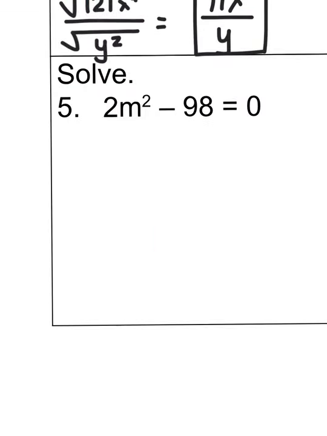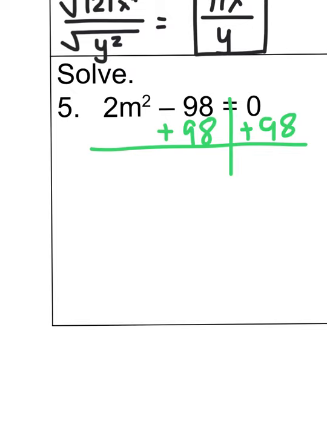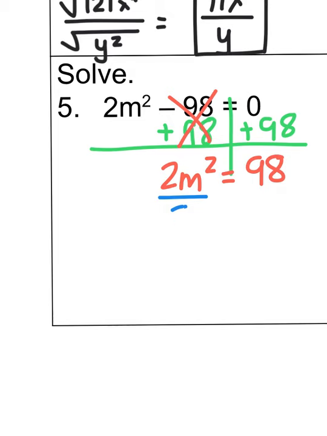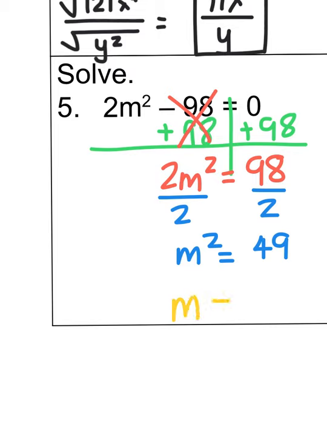All right, notice on number 5, we have another equation. We're being asked to solve. So we will do the opposite to isolate the m. We'll have 2m squared equals 98. We need to isolate the m some more, so we'll divide by 2. Now m squared is equal to 49. And you may say, woohoo, it's a perfect square. And you may write down m equals 7. But you wouldn't be completely correct. Why? Remember that there will be two answers. Positive 7 and negative 7 will work to satisfy this equation.